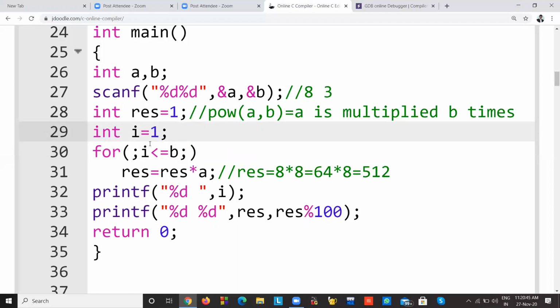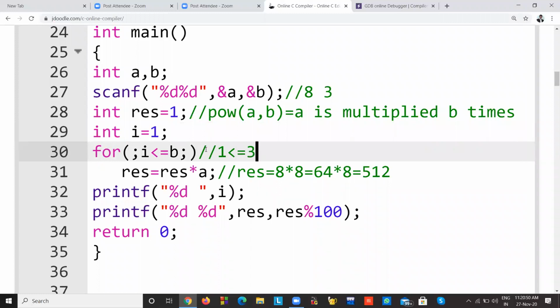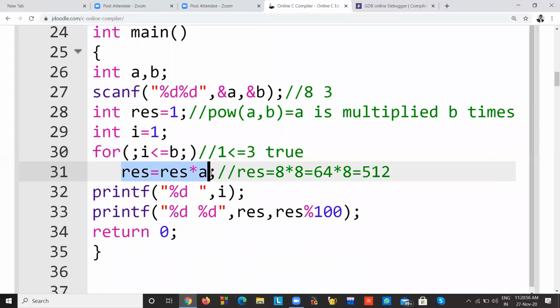I is equal to 1. Is 1 less than or equal to 3 true? Yes, it is true. Res is equal to res into a will be done. After that completes, the program control comes to where the cursor is blinking, that is expression 3. In expression 3 there is no increment or decrement, so I is not modified. Again the test condition is evaluated, and there is no compilation error. I is still 1, 1 less than or equal to 3 is true, and again res is multiplied.